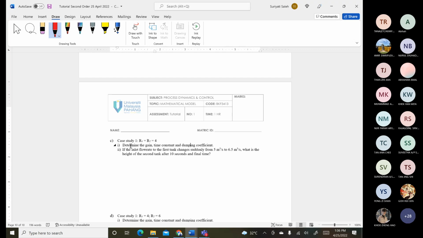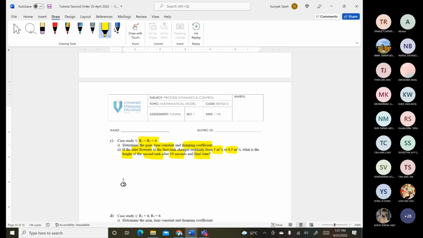And then here, if the inlet flow rate to the first tank... So we have the inlet, we have the information of the R. We want to find the gain, time constant, damping. And then here, if the inlet flow rate of the tank changes suddenly from this value to this value, what is the height of the second tank after 10 seconds final time? So meaning that in the end the question wants us to find the height of the second tank.